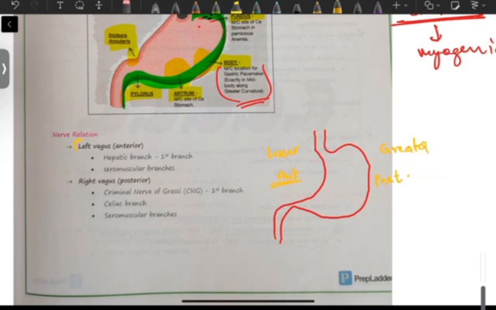And here left vagus is anterior. So whatever nerve is coming from here, this is left vagus and it is anterior. Whatever nerve is coming here, this is right vagus and this is posterior.